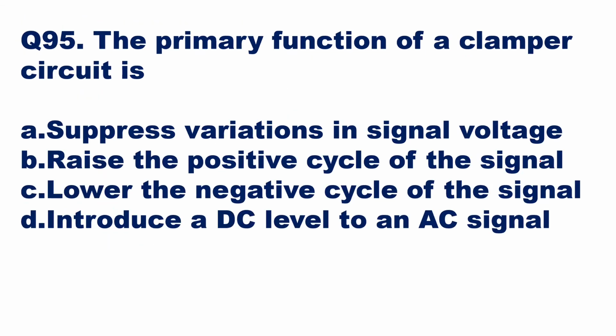Then question number 95, the primary function of a clamper circuit is. Options are: A, suppress variations in signal voltage. Option B, raise the positive cycle of the signal. Option C, lower the negative cycle of the signal. Option D, introduce a DC level to an AC signal. So here, a clamper is basically going to introduce a DC level to an AC signal. So option D will be the right answer.